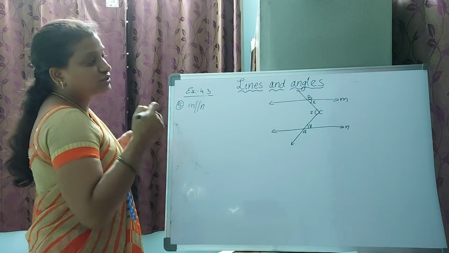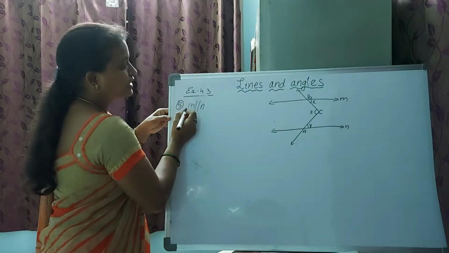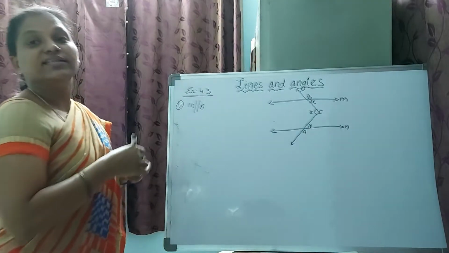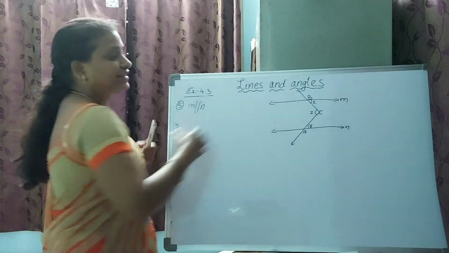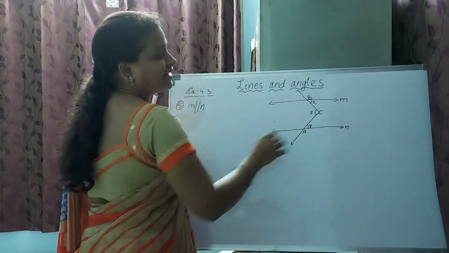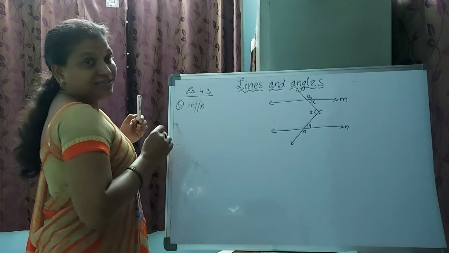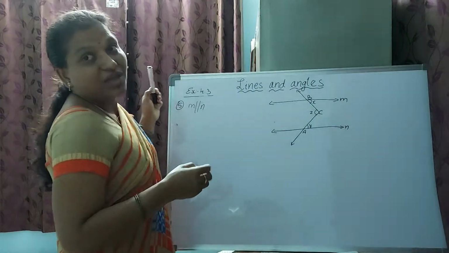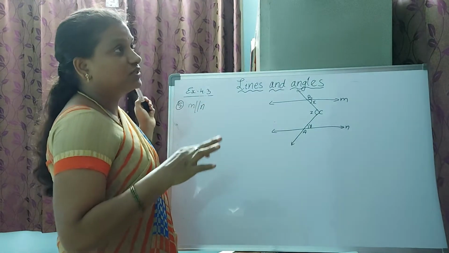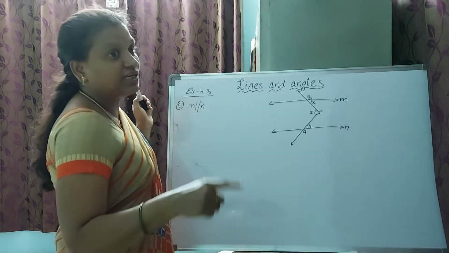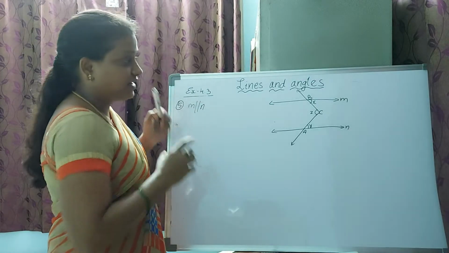Before going to find out that angle z, see, m is parallel to n. If two lines are parallel and a transversal intersects the two parallel lines at two distinct places, then you have to remember that alternate interior angles are equal, the sum of the angles on the same side of the transversal is supplementary, and corresponding angles are equal.